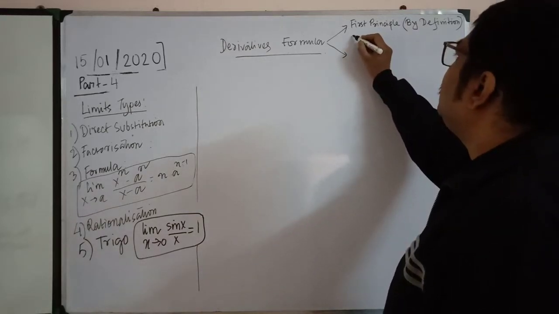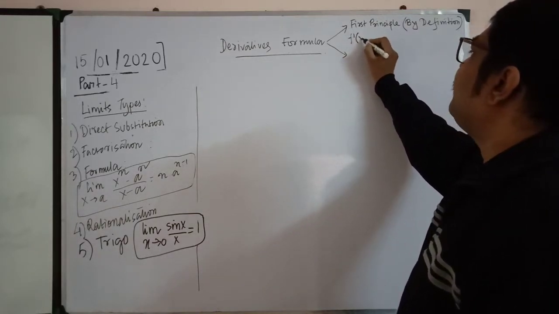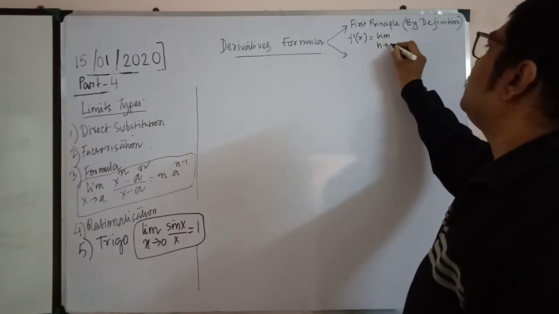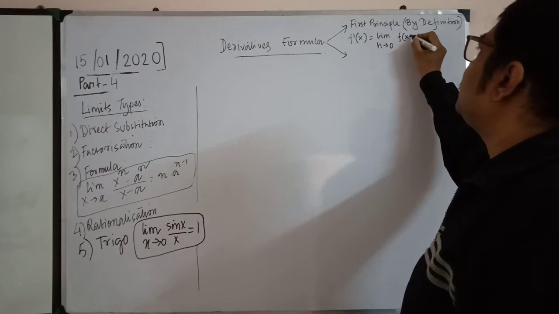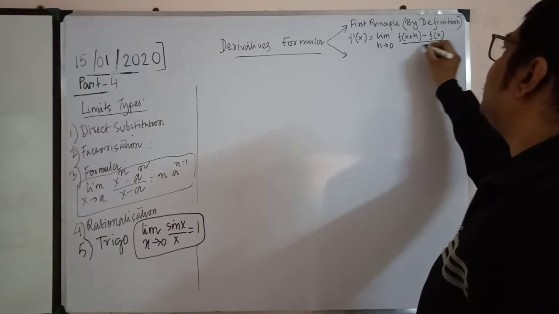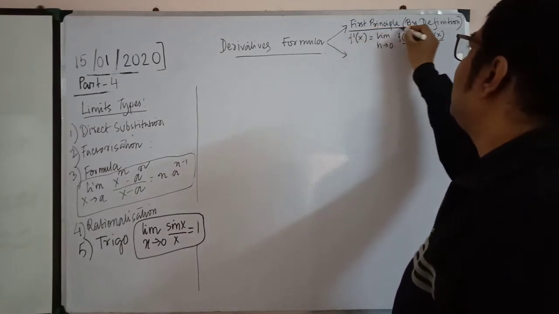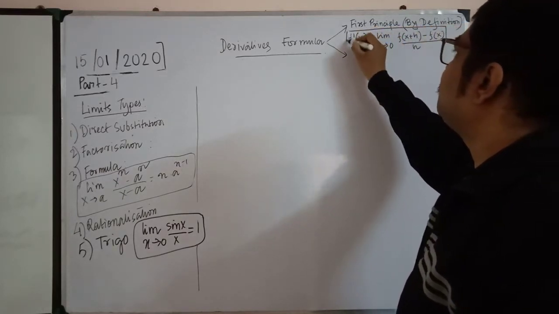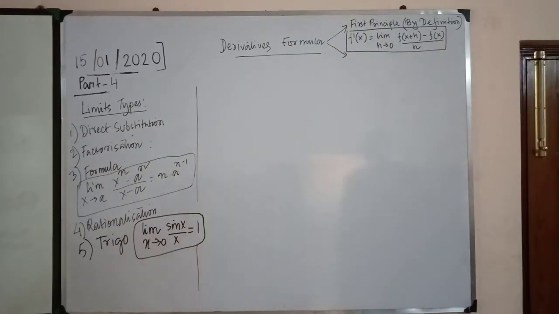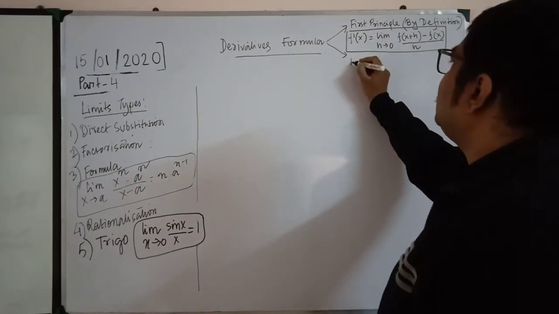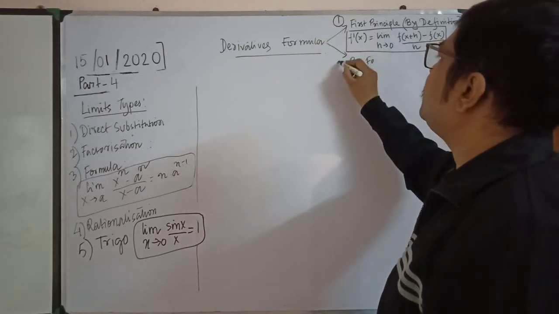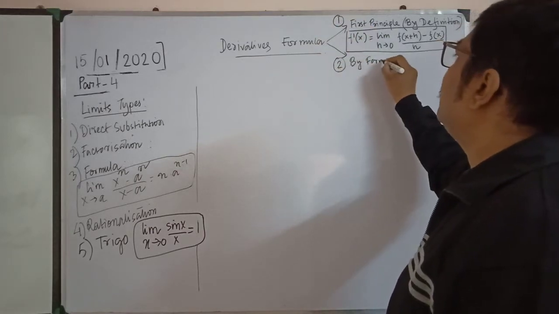Here we use a formula like f dash x, which is limit h tends to 0, f(x plus h) minus f(x), whole divided by h. So this is the formula for first principle. And the next method is by formula. So two methods are there. Number one is first principle, and number two is by formula.